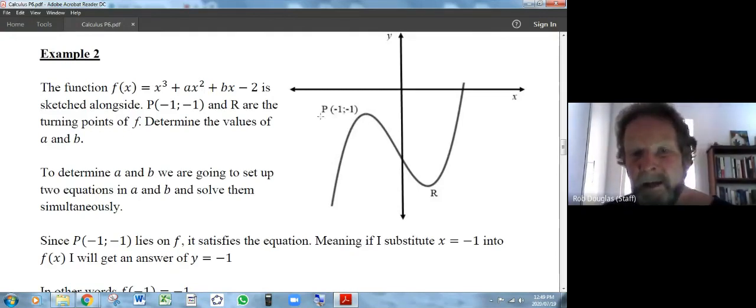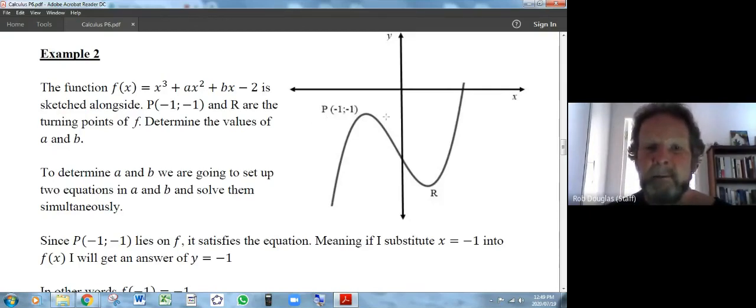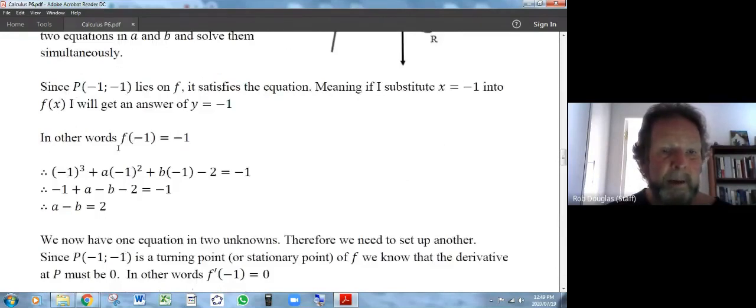So when the gradient is 0, if we take the derivative, whatever makes that 0 is at minus 1, right? So minus 1 makes the gradient 0, the derivative 0. We're going to set up two equations in a and b, and we're going to solve that system of equations. That's what we do. So the first thing we do is we take minus 1, and we know that minus 1 for x gives you minus 1 for y.